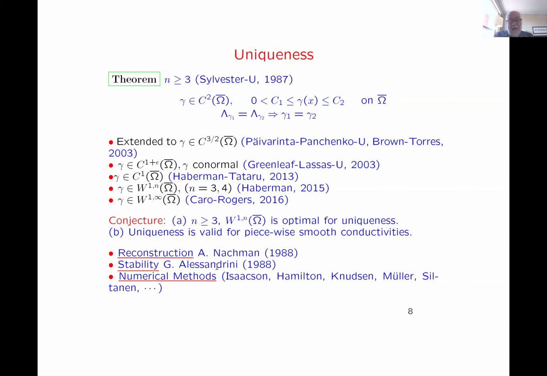Alessandrini gave logarithmic type stability estimates. That means if the two Dirichlet-Neumann maps are close in a certain sense, then the conductivities are close. But it's a very ill-posed problem. It's a logarithmic type of stability. But that's the worst case scenario. And numerical methods and practical applications have been developed, especially by David Isaacson, Hamilton, Muller, Siltanen. I should have mentioned Margaret here. Sorry about that.